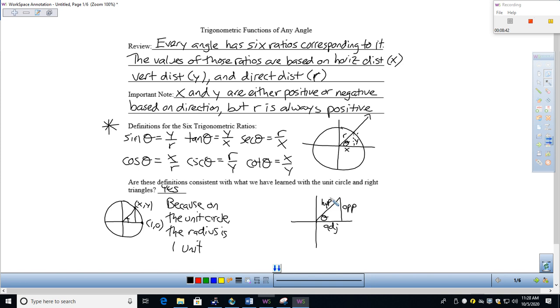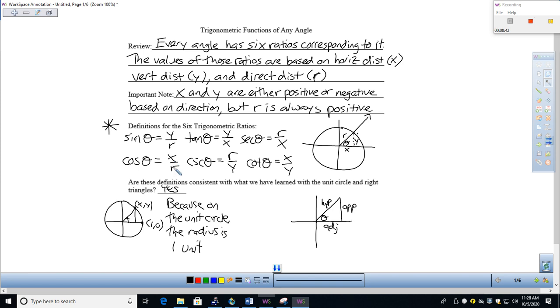And if I think about the way we defined our 6 trig ratios in a right triangle, remember, sine was opposite over hypotenuse. Well, think about it on a coordinate plane. Isn't this y and isn't this r? So opposite, hypotenuse. Cosine, adjacent, hypotenuse. x, r. You can see that right here, adjacent, hypotenuse.